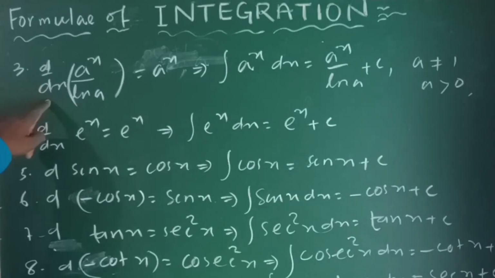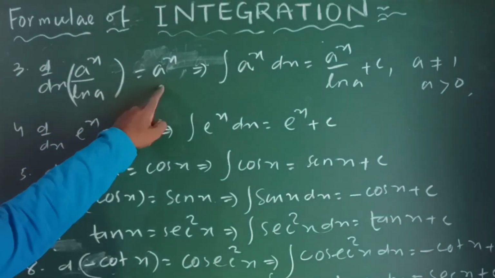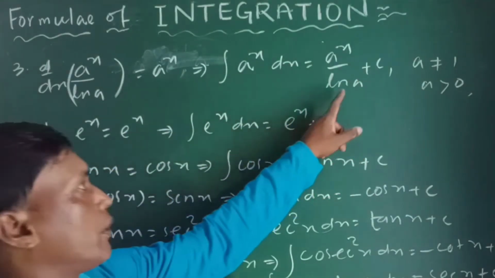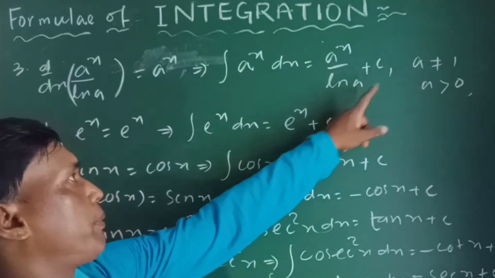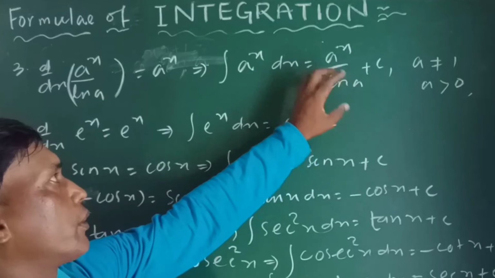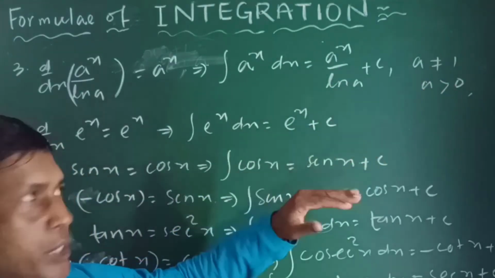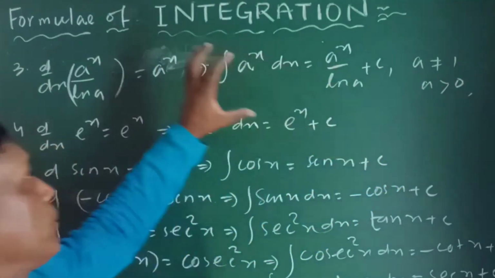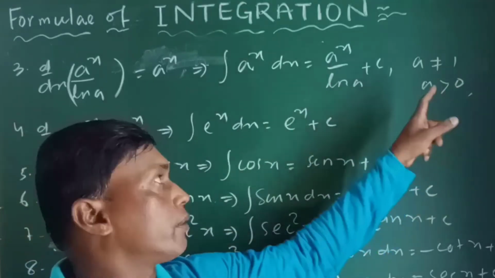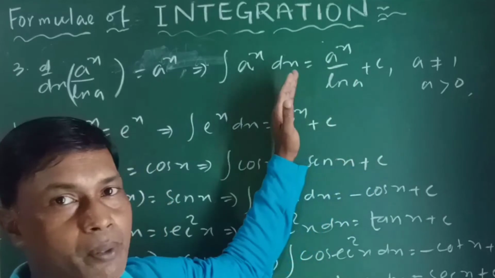We know the derivative of a to the power x by ln a is a to the power x. So the integration of a to the power x is equal to a to the power x by ln a plus c. And we know a is not equal to 1, because if a is equal to 1, then the value of ln 1 is 0 and the denominator would be 0. That's why a is not equal to 1, and the logarithm of a negative value doesn't exist. That's why a is positive. So the restriction of this formula is a is not equal to 1 and a is positive. Very important thing to remember. What is the restriction of this formula?